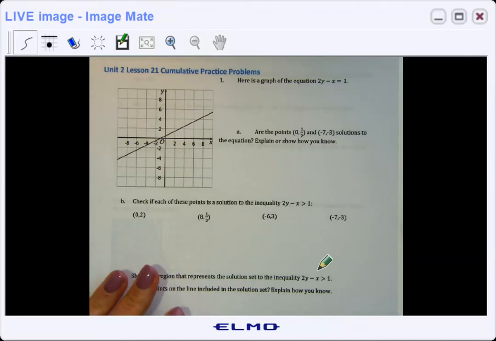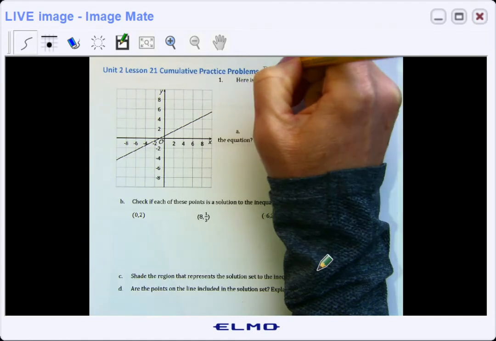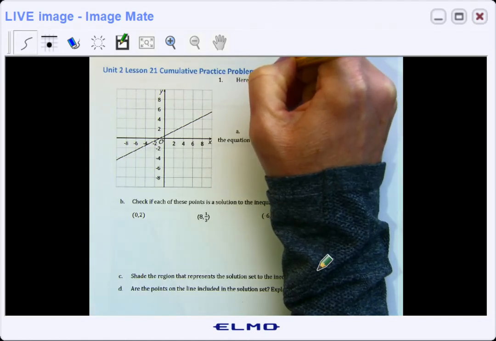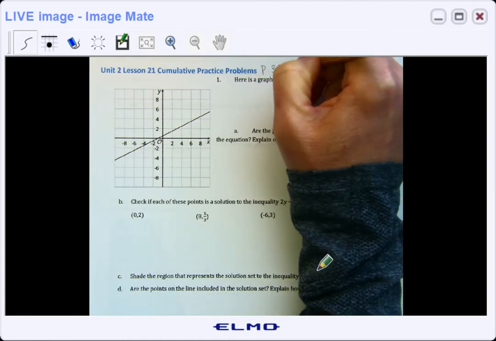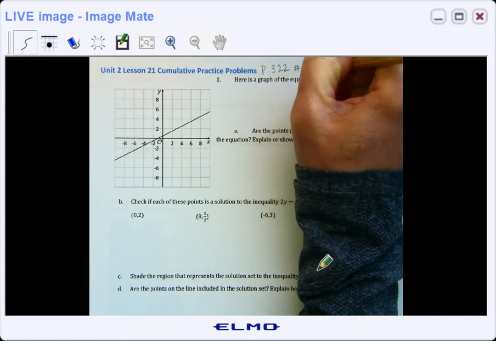Hi, it's Mrs. Moret with help on today's assignment, which is in your textbook on page 322, numbers 1 through 4, 8, and 10.